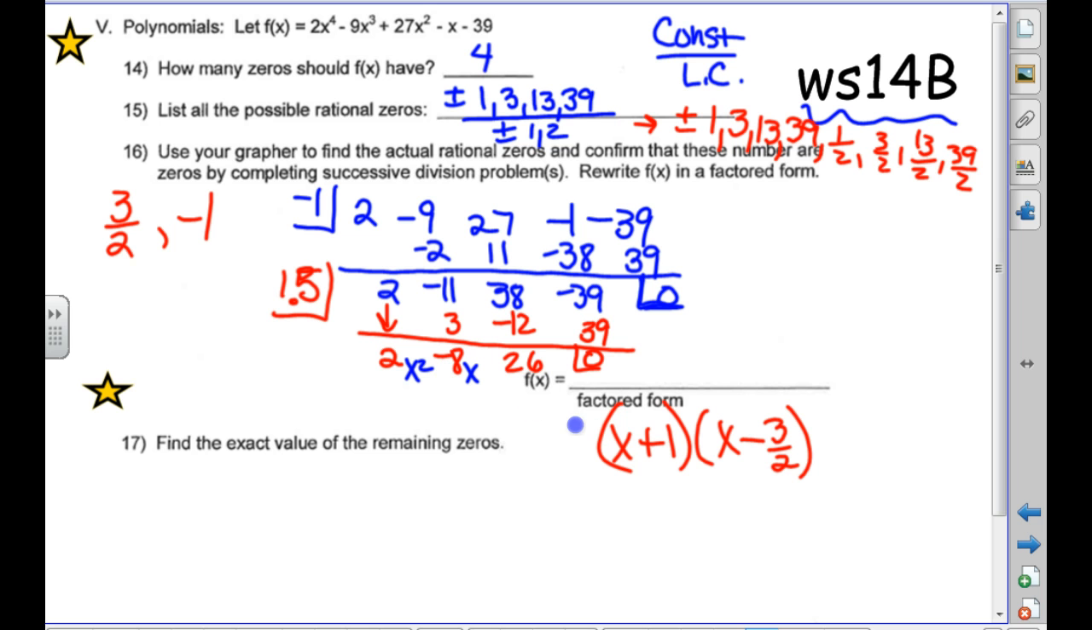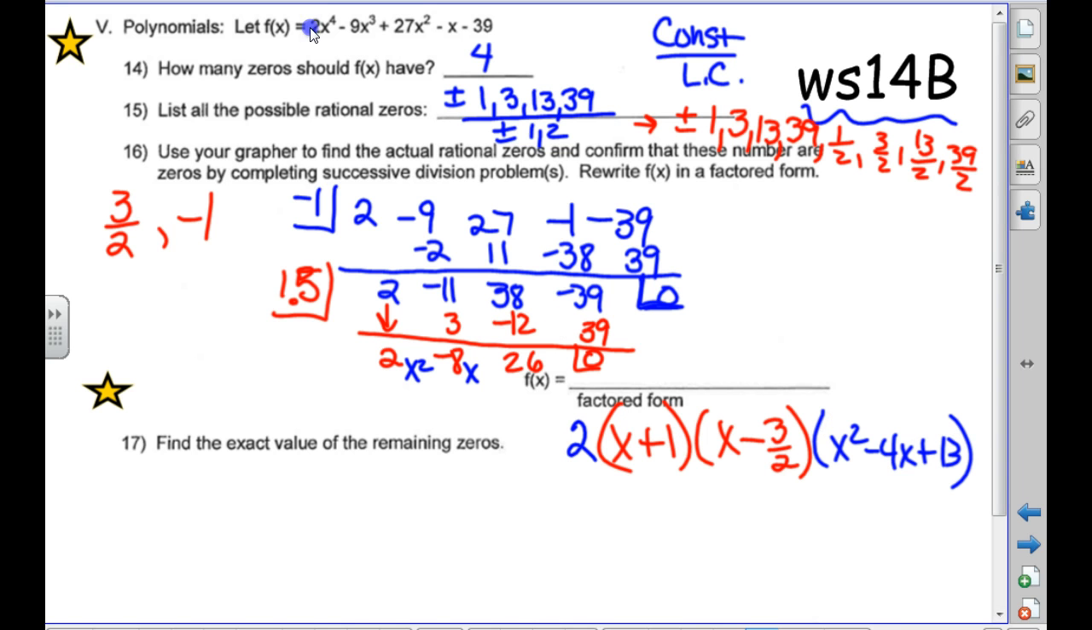We can at least take a 2 out of that, though? Okay, does that factor any further? Not nicely. If it says write as linear factors, you're not done. But if all it says is write in factored form, which this one does, this is the answer.